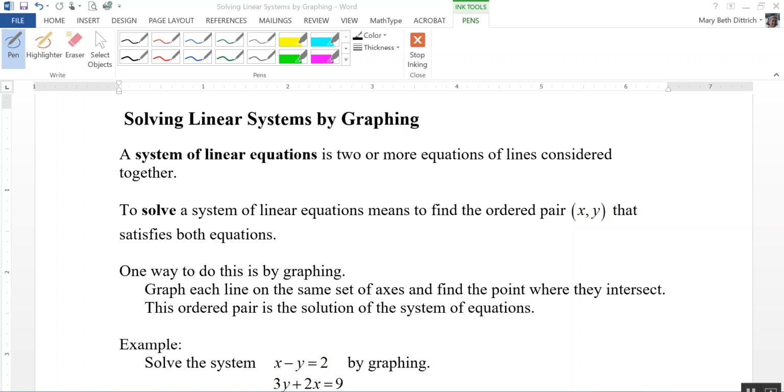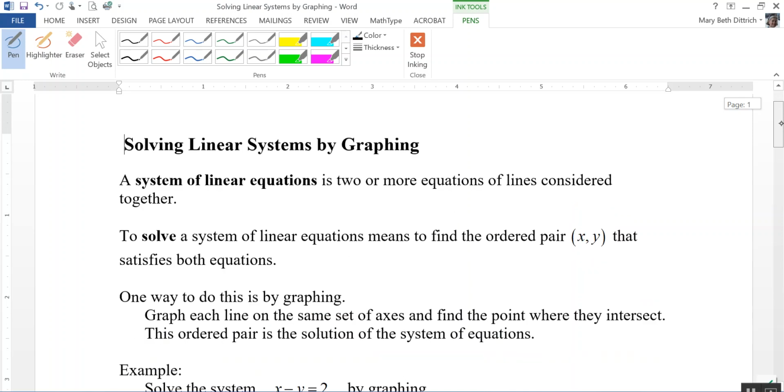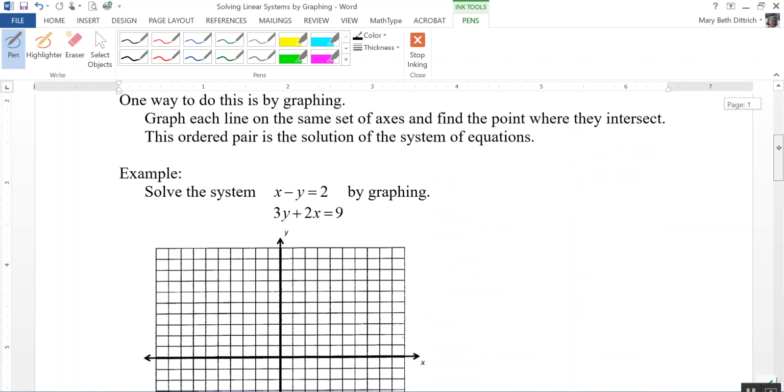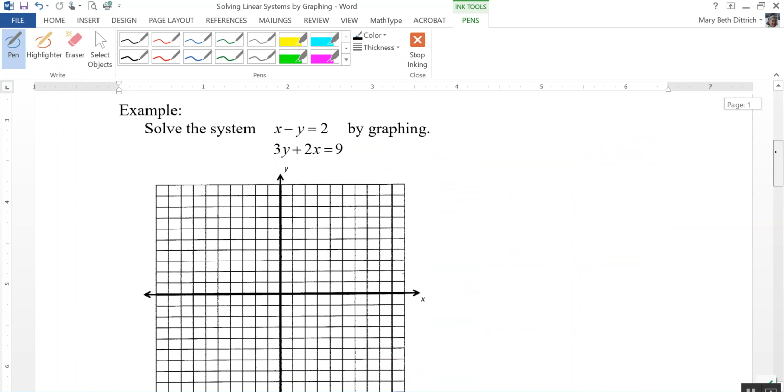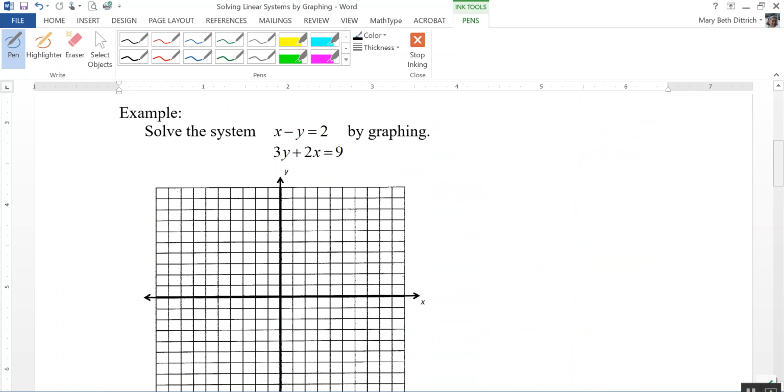We want to graph each line on the same set of axes and find the point where they intersect. This ordered pair is the solution of the system of equations. Let's take a look at an example. So here we have the system, x minus y equals 2, and 3y plus 2x equals 9, and we need to solve that by graphing.